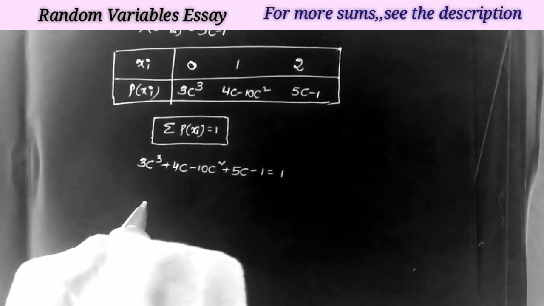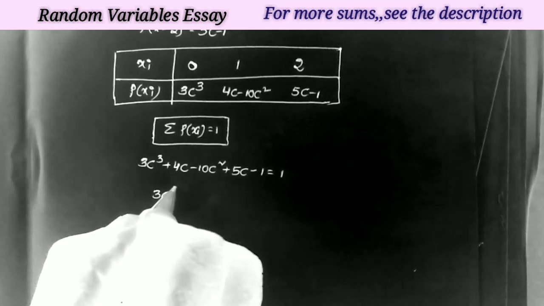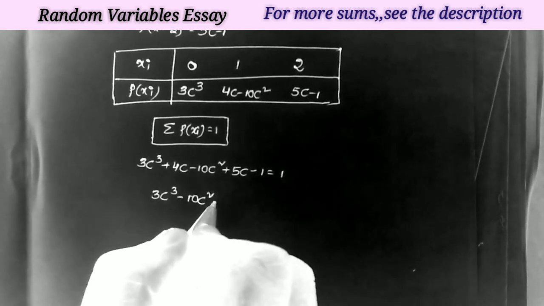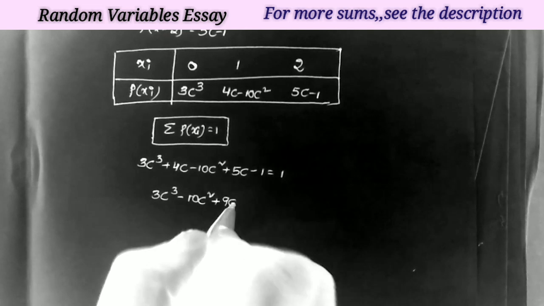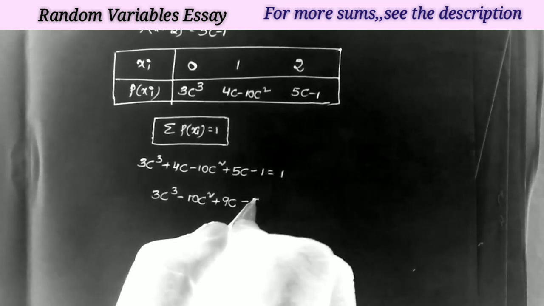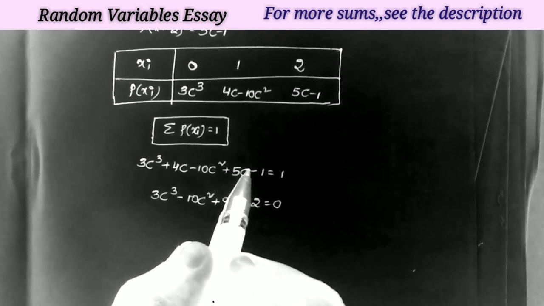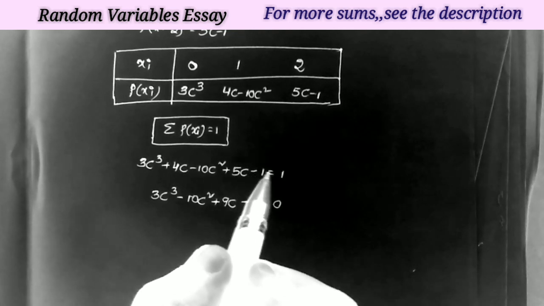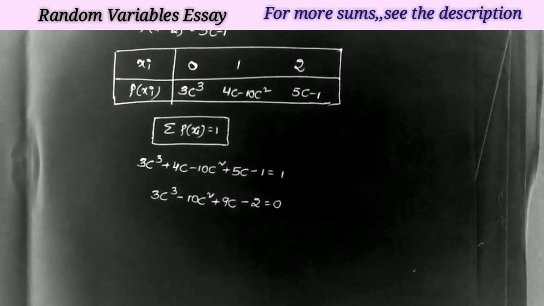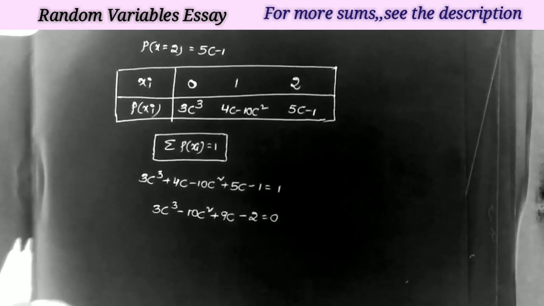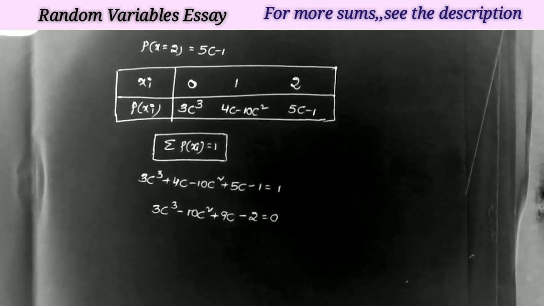Just adding all the probabilities values. Now writing the values into order. 3c cube minus 10c square, 4c plus 5c, 9c, minus 1 that is minus 2 is equal to 0. Writing this plus 1 to this side becomes minus 1. Now minus 1 is equal to minus 2. Now we want the c value. Since this is the cubic equation, we have to do the Horner division to find the c value.